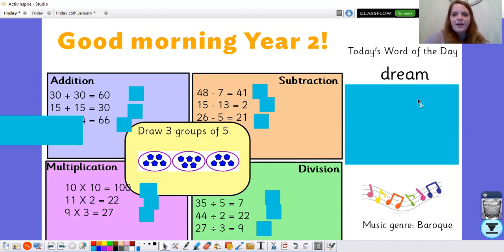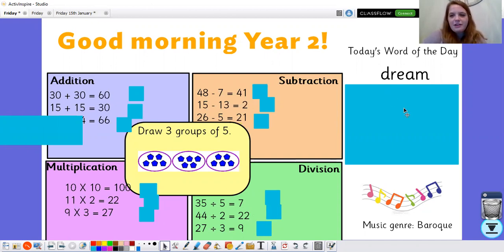Okay, now finally, let's have a look at our word of the day. Our word of the day for today is the word dream. I wonder if you can pause and have a think about what does that mean, and can you give that to me in a sentence?